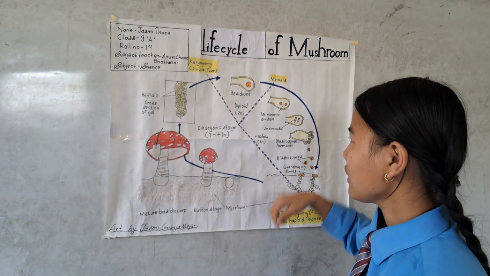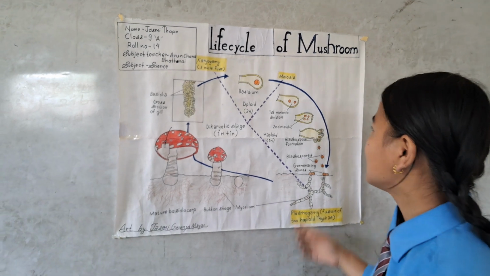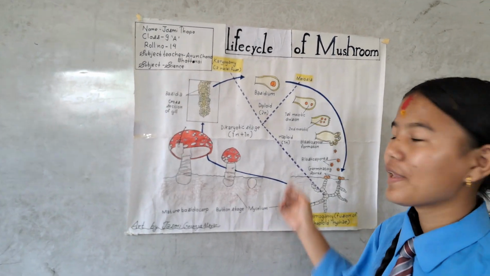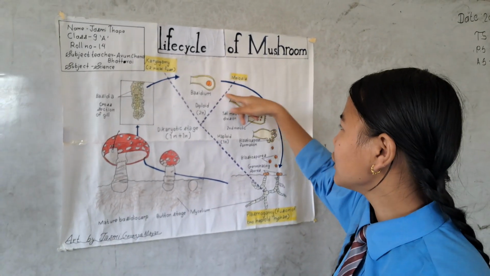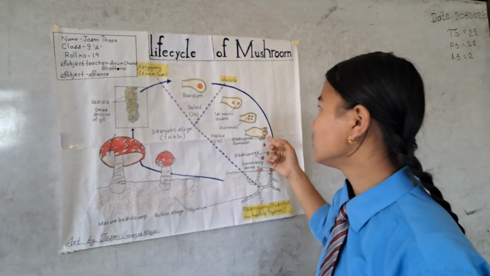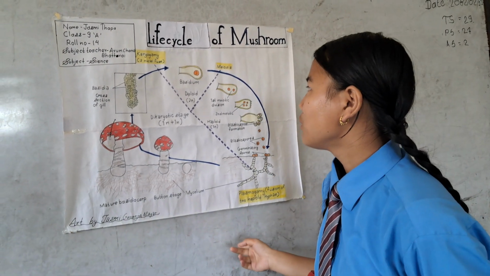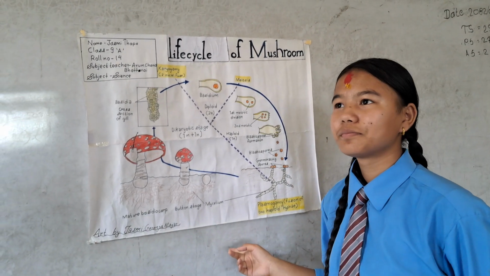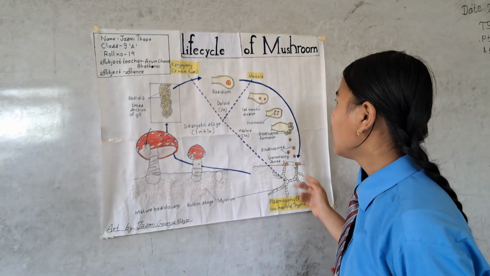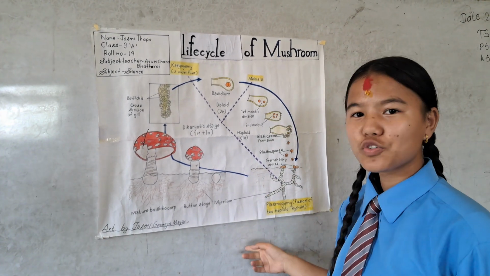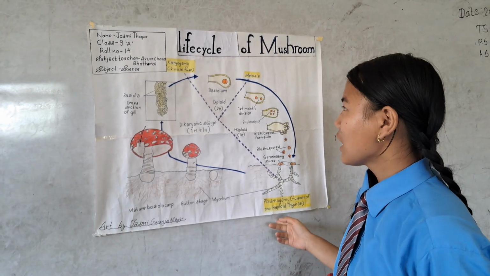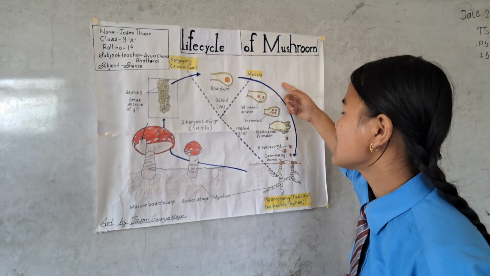The basidium is also divided into two cells, haploid and diploid. And inside the basidium, there are two haploid nuclei, one from the plus strand and one from the minus strand. The two haploid nuclei fuse to form a single diploid nucleus. The diploid nucleus undergoes meiosis division.